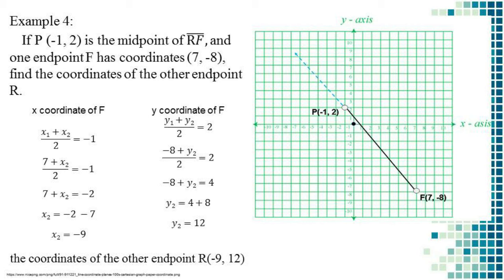Next, applying the addition property again, we have x sub 2 is equal to negative 2 minus 7, while y sub 2 is equal to 4 plus 8. So, x sub 2 is equal to negative 9 and y sub 2 is equal to 12. So, the coordinate of the other endpoint R is (-9, 12).